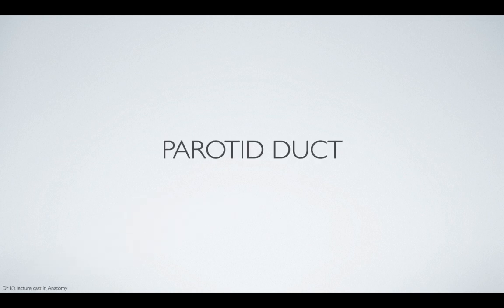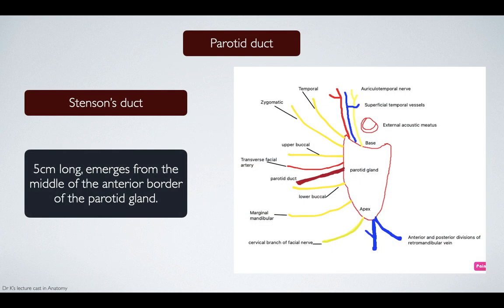First is the parotid duct. A duct is nothing but a tube-like structure. So what is the function of the parotid duct? We all know the parotid gland secretes saliva. To carry and transport it to the destined part, that is the mucosa of the oral cavity, we need this parotid duct. It is otherwise called Stenson's duct.